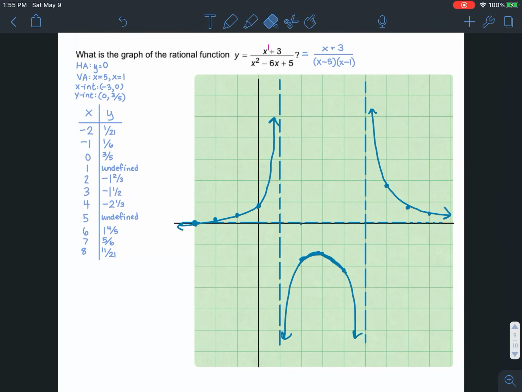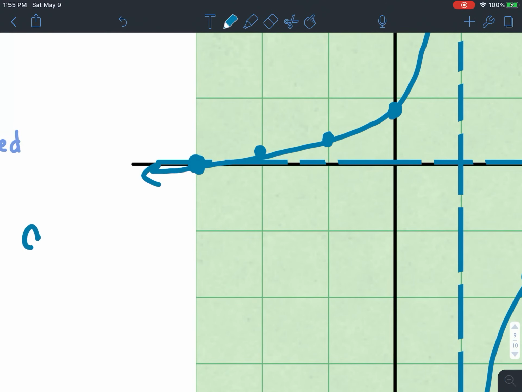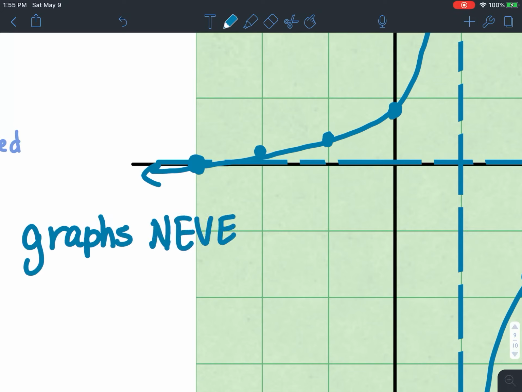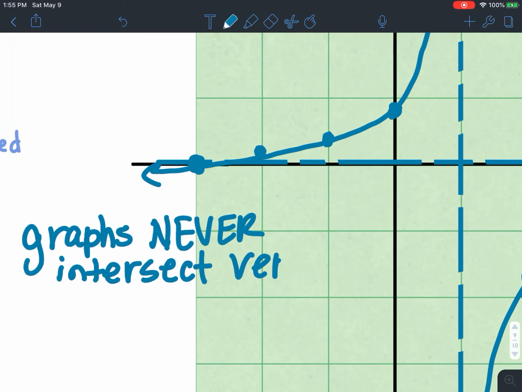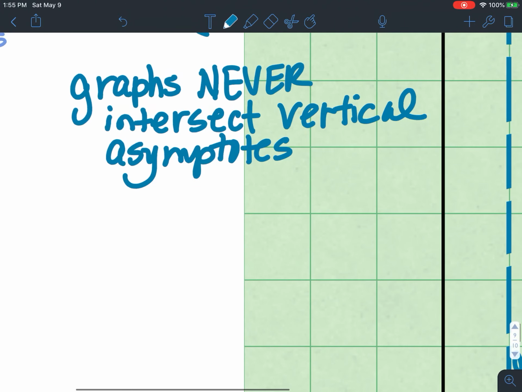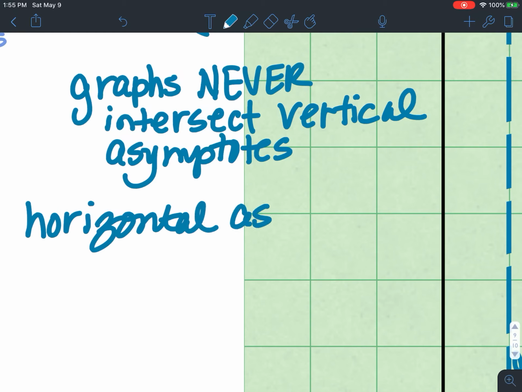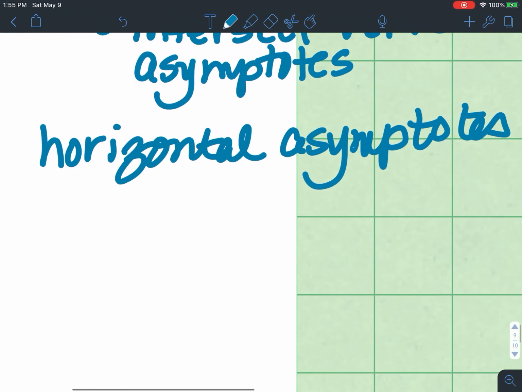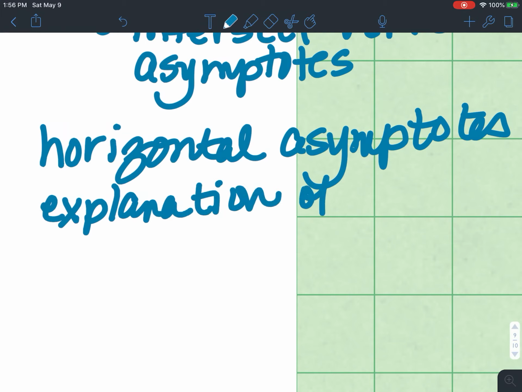Okay, so graphs never intersect vertical asymptotes. Ever. Okay. Horizontal asymptotes, though, are a different story. The purpose of horizontal asymptotes is really an explanation of end behavior. Remember when we talked about end behavior earlier?